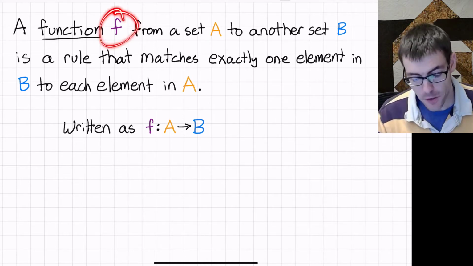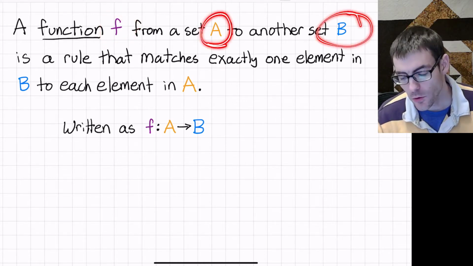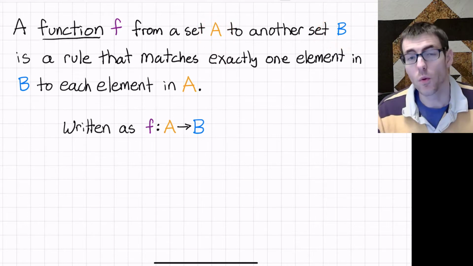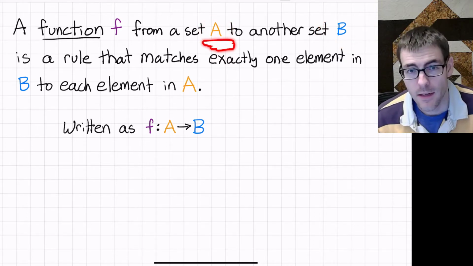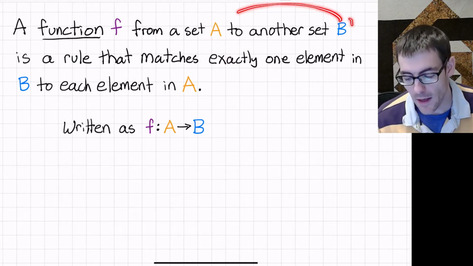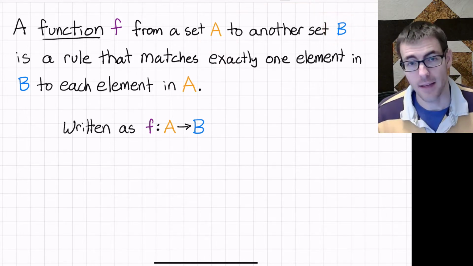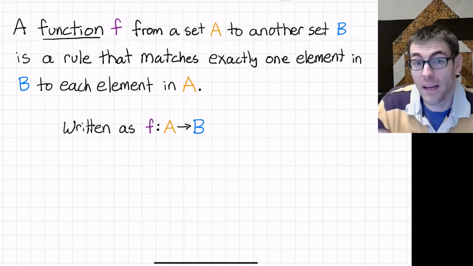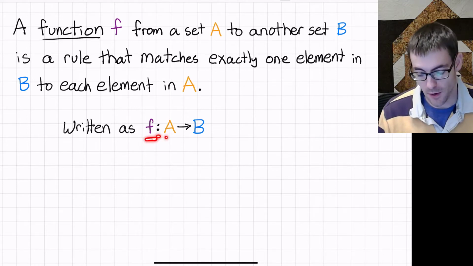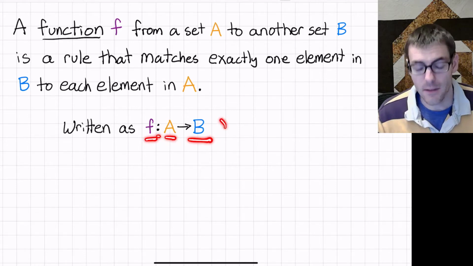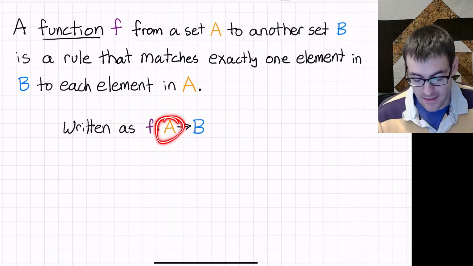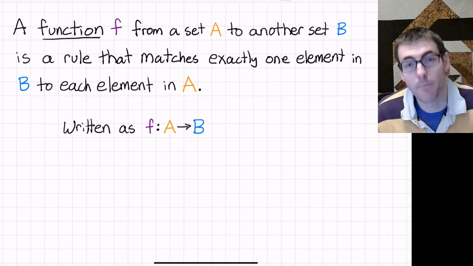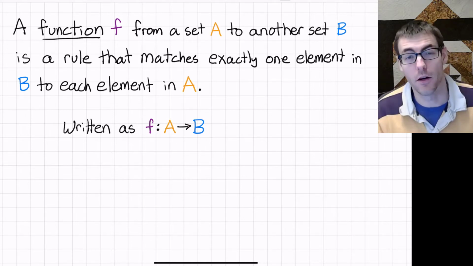We'll say that a function from one set to another set is a rule that to every element in our first set, we assign exactly one element from our second set. We'll typically write this as f goes from A to B, and this type of notation is especially important when we start changing what these sets are, what the different possible inputs and outputs are to our functions.